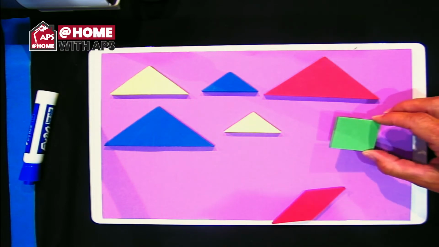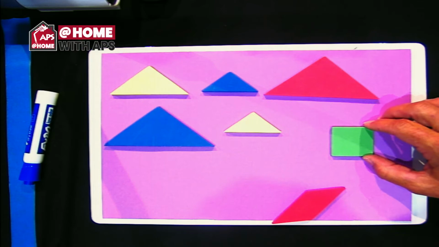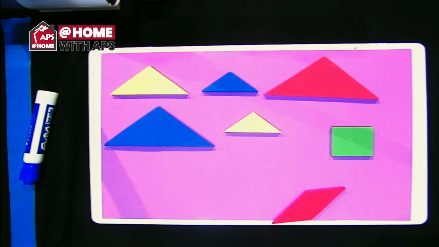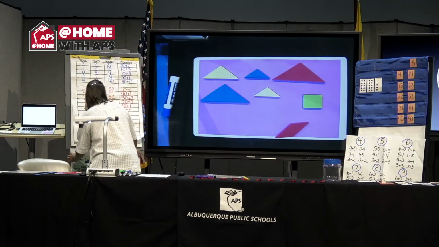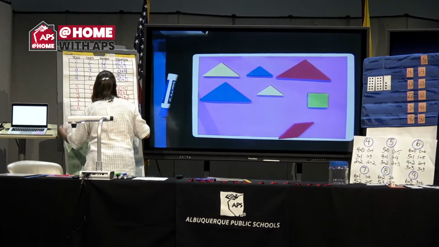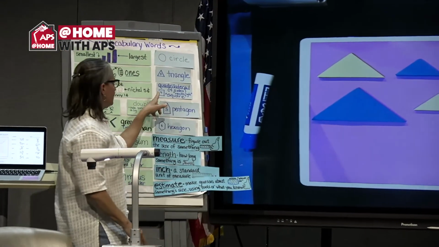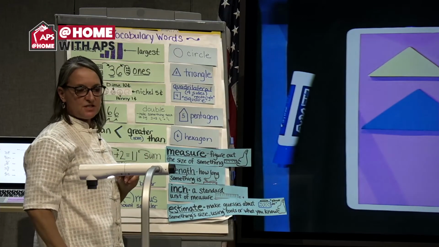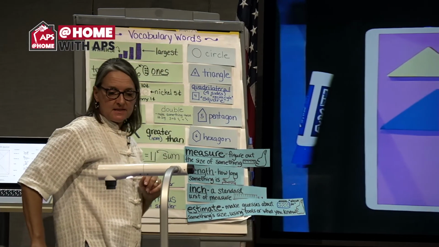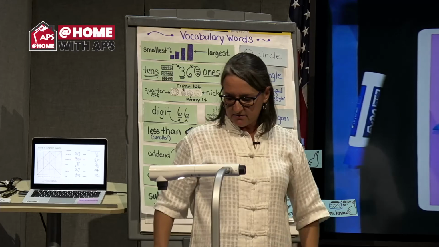We also have a square. Do you remember the special name we gave to a square? A square is part of a group of shapes called a quadrilateral. That's a shape that has 4 sides. A square is also a quadrilateral.